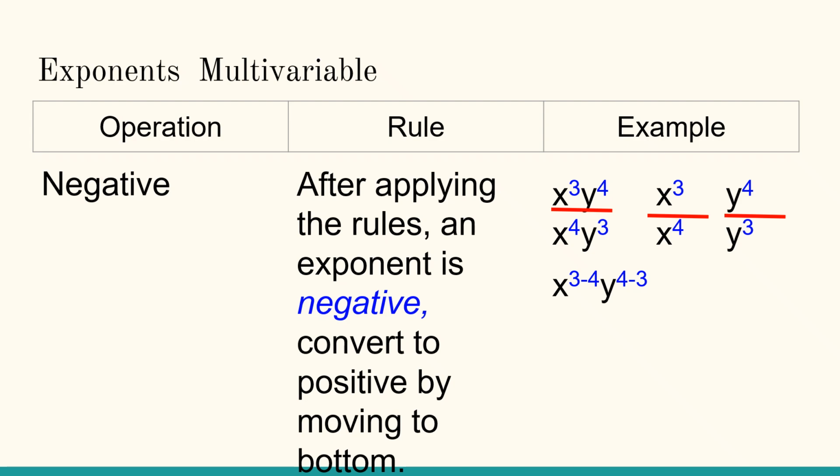Once we simplify the exponents, we have x to the power of negative 1 and y to the power of 1. Since the power of my x is a negative exponent, we're going to go ahead and move that to the bottom and change it to a positive. So my final answer would be y to the first power divided by x to the first power.